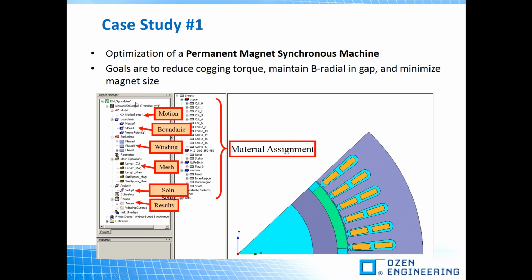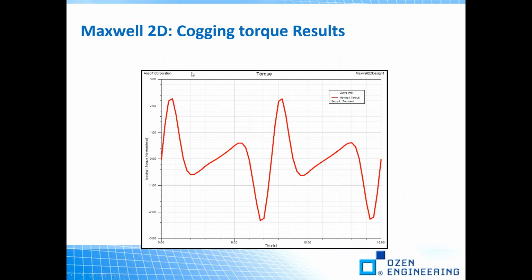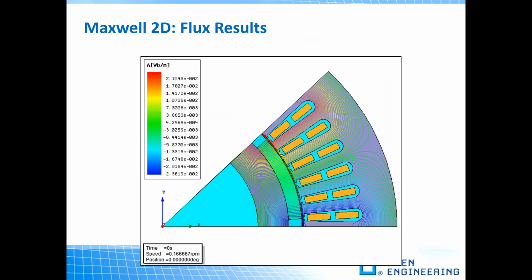So the goal here was to reduce the cogging torque, maintain the flux in the gap, and minimize the magnet size. We had a nominal design, so this is the initial or nominal design result for the cogging torque. And also here are the flux lines that you can see.